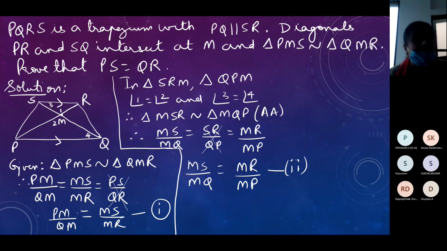This is MS by MR. See now, children, now we have two proportions. We have to have some ratio common in these two proportions. Only then you can compare these two. There should be some ratio common in these two proportions. Only then we can proceed. So we're now trying to figure that out. There is MS by MQ here, but here it is MS by MR.